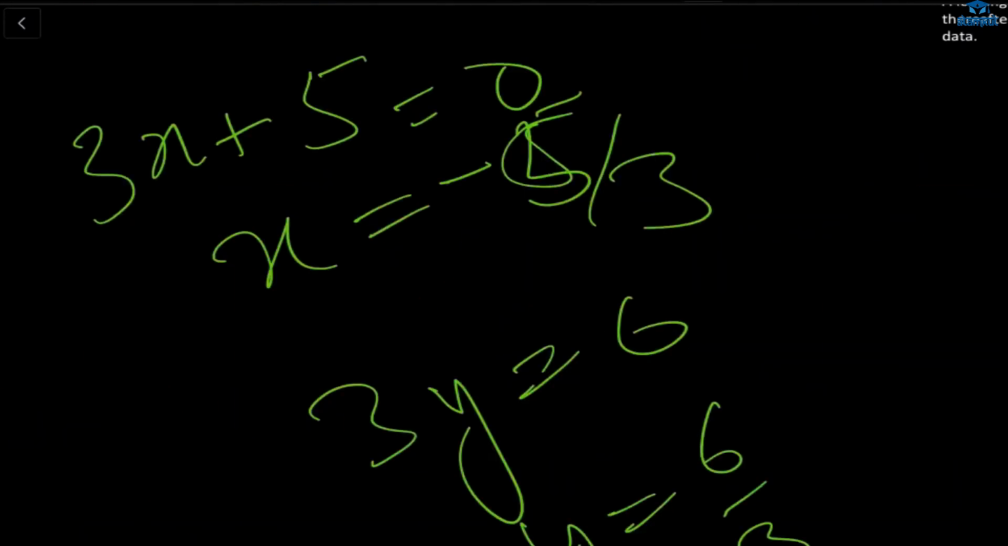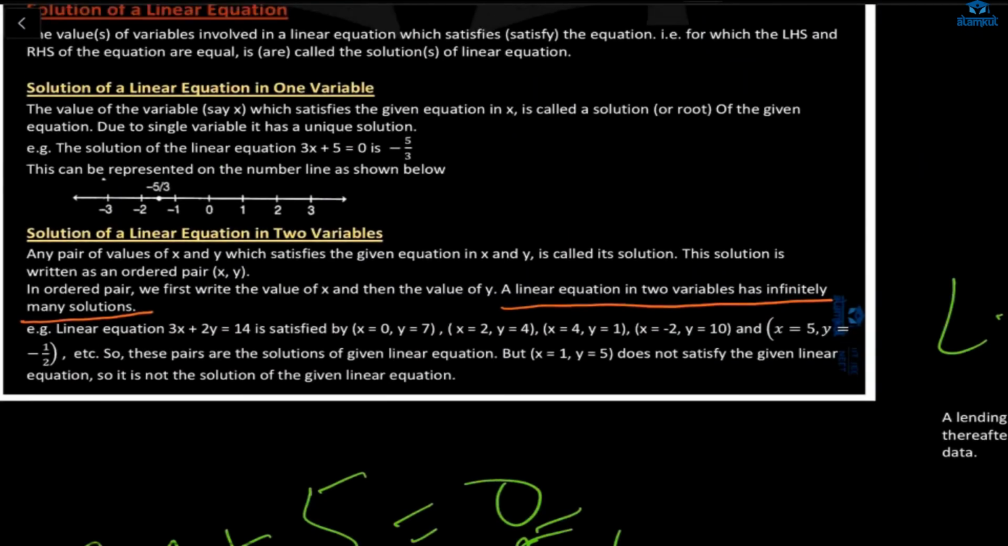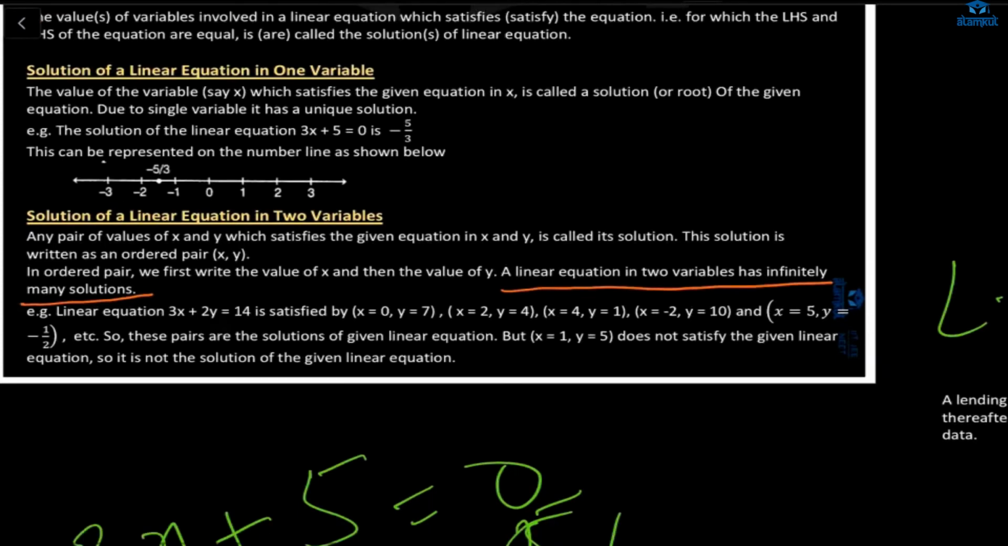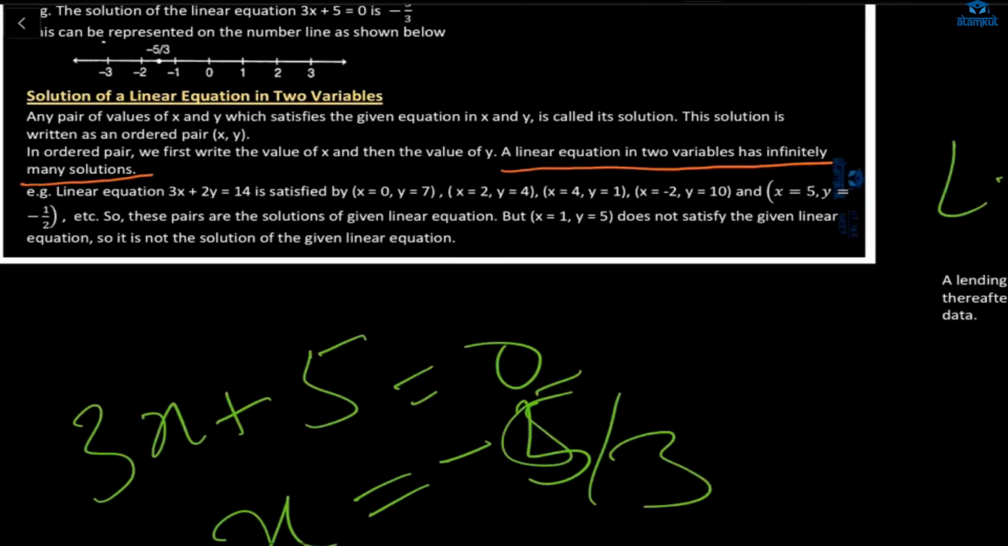Okay, now let's see. Here you can see that x is equal to 1, y is equal to 5 does not satisfy the given linear equation, so it is not a solution of the given equation. Now, how does x equal to 1, y equal to 5 not satisfy the linear equation? Because when we keep x equal to 1, y will not be 5, y will be a different value. Satisfy means your LHS will be equal to RHS. Does anybody have a doubt in this statement?